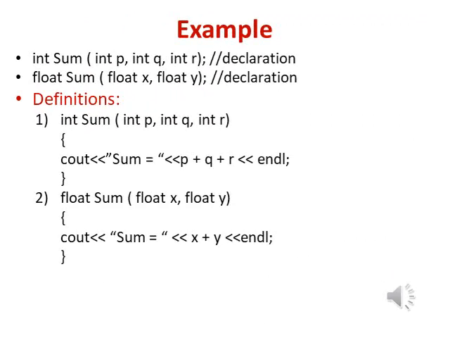Here I have two declarations of the function sum and the corresponding two definitions. When you look at the slide, you can understand that in the first definition there are three integers p, q and r which are added, and the sum of these three values or parameters is found out and displayed. In the second definition, the same function sum takes two floating point values as arguments, and the sum is calculated. So the same function name is acting differently in different situations.